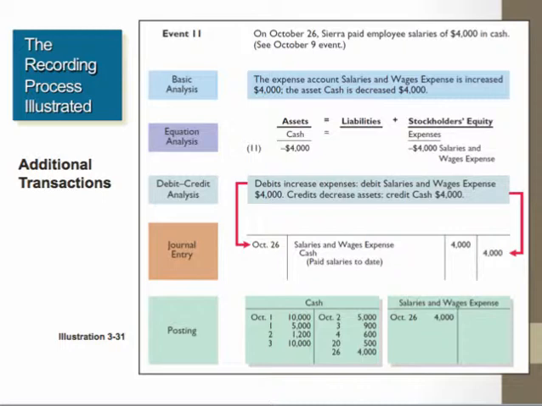Event number 11, on October 26, Sierra pays employees salaries of $4,000 in cash. So we've recognized that we have received a service from our employees. We've received the benefit, so we have an expense. So we're going to increase the salaries and wages expense account by $4,000, and we're going to decrease cash by $4,000.